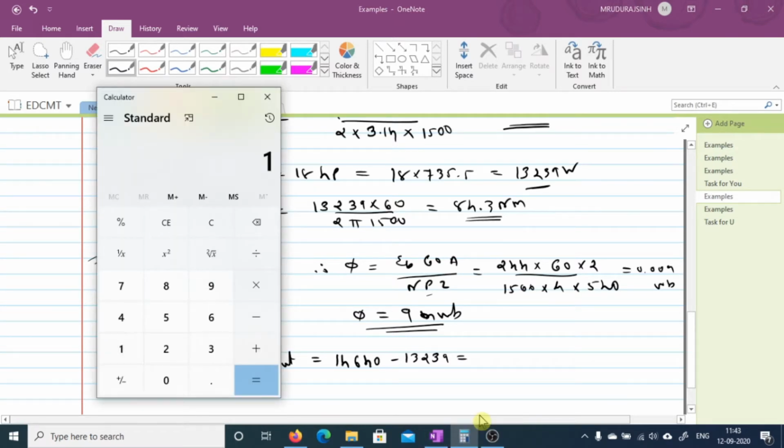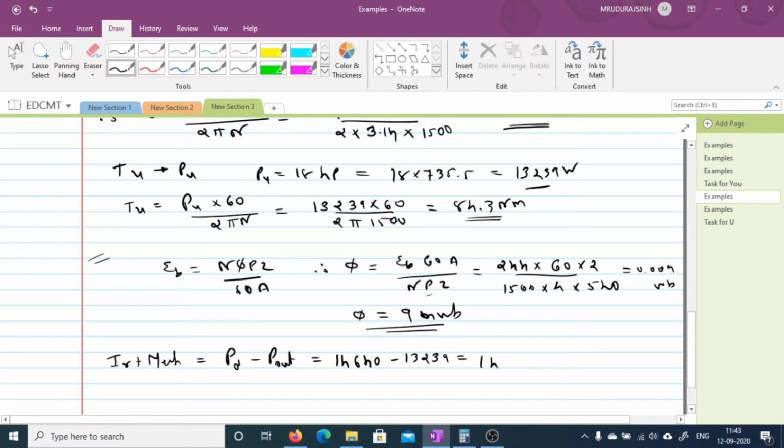So this equals 14640 minus 13239, which gives us 1401. So this much power is lost in this stage number 2.